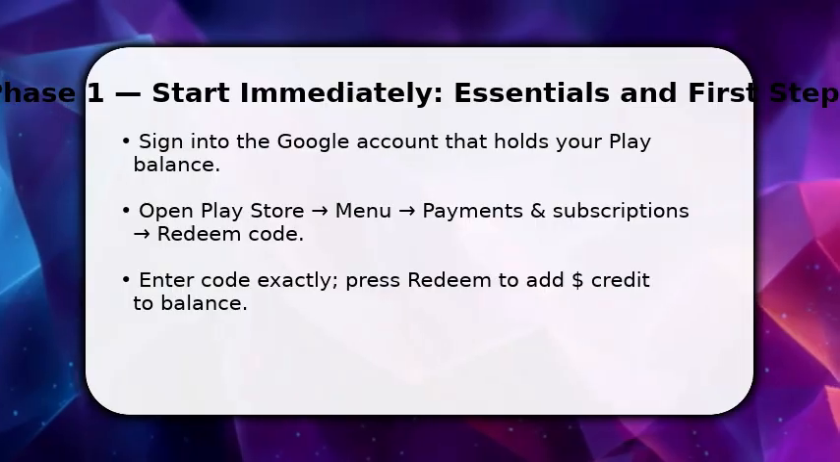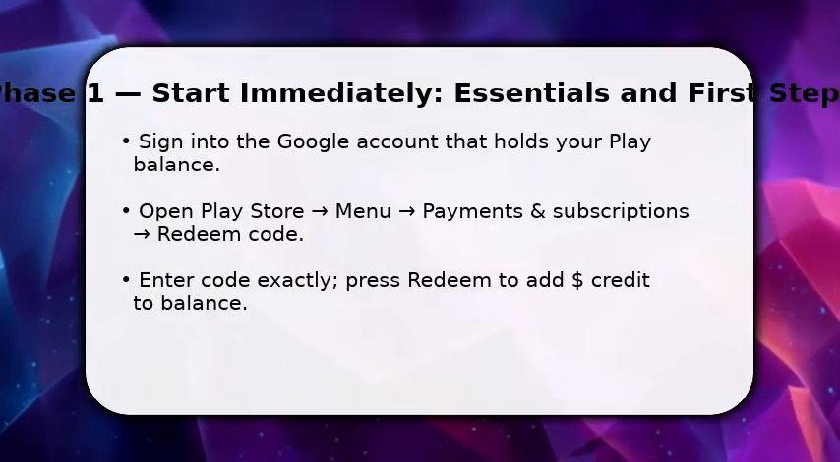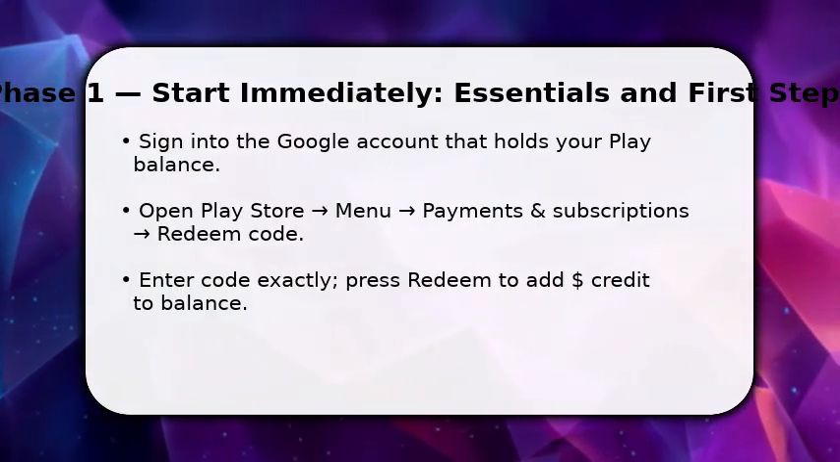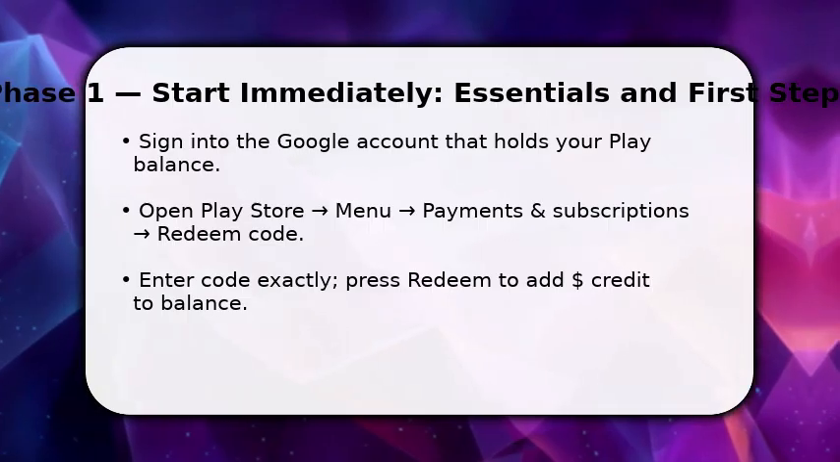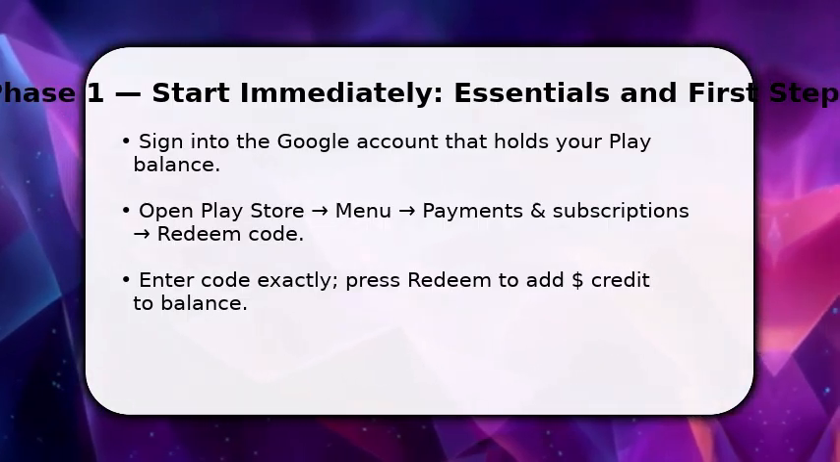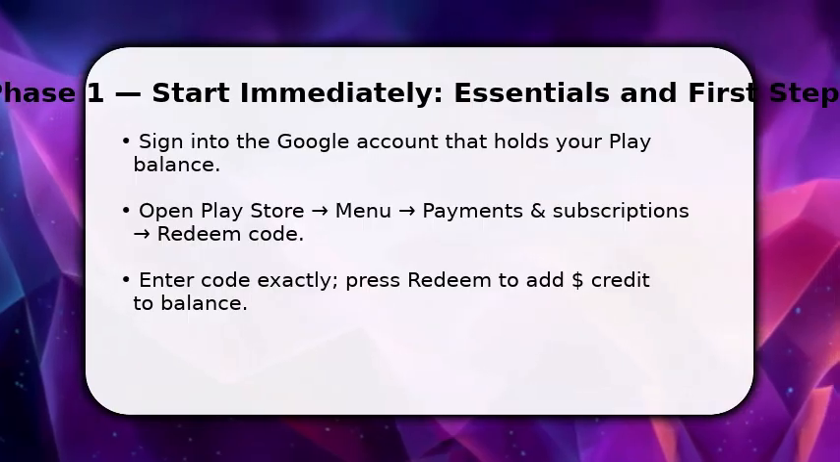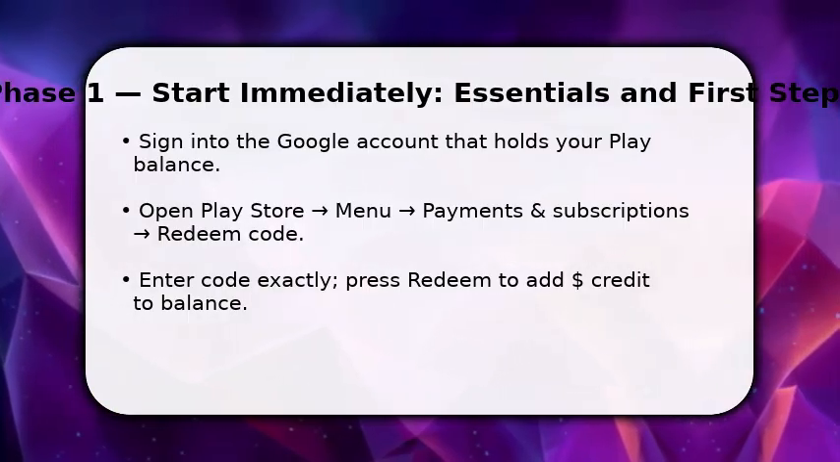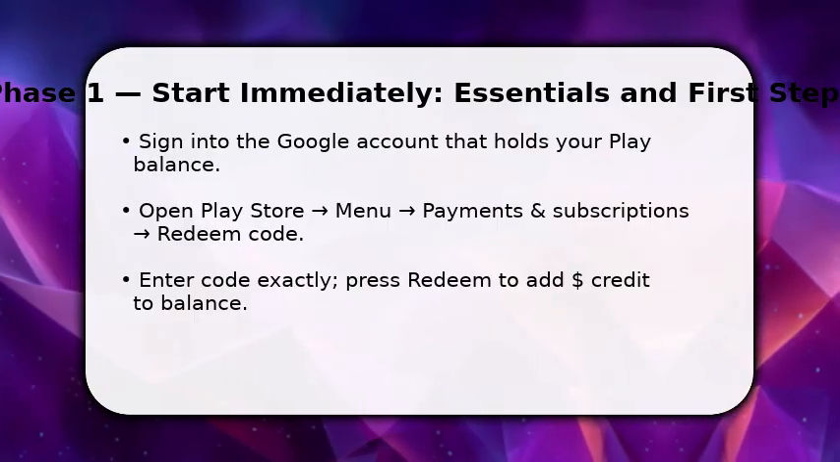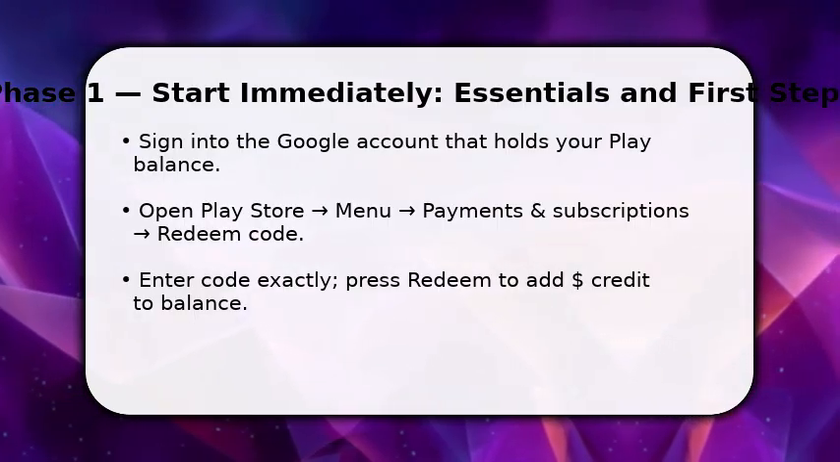You start by signing into the exact Google account tied to the Play balance. Once signed in, open Play Store and tap menu, then Payments and Subscriptions. Redeem code is next. Type the code carefully, characters must match. After you press Redeem, make sure the on-screen confirmation shows your updated dollar amount.